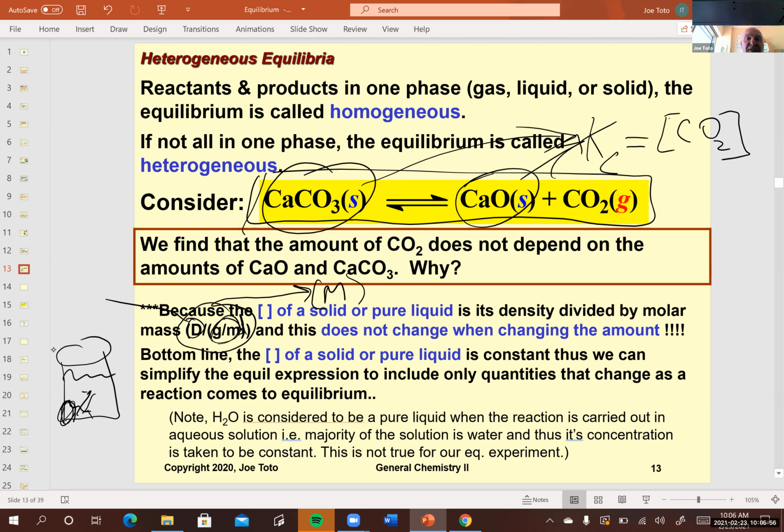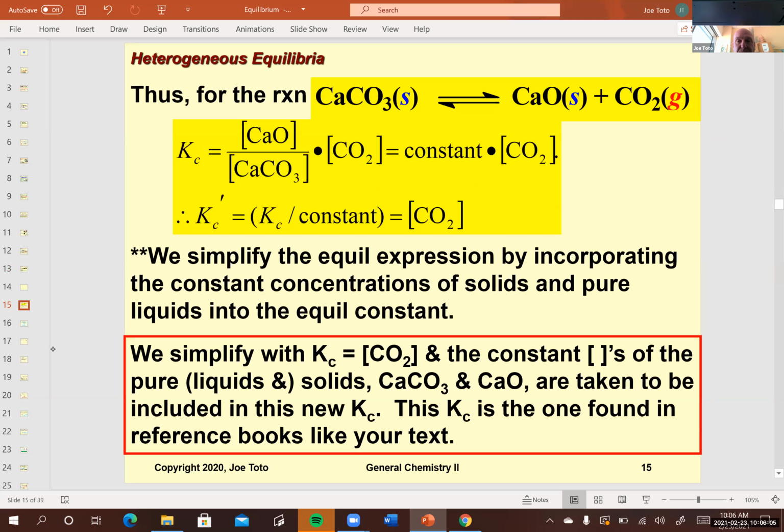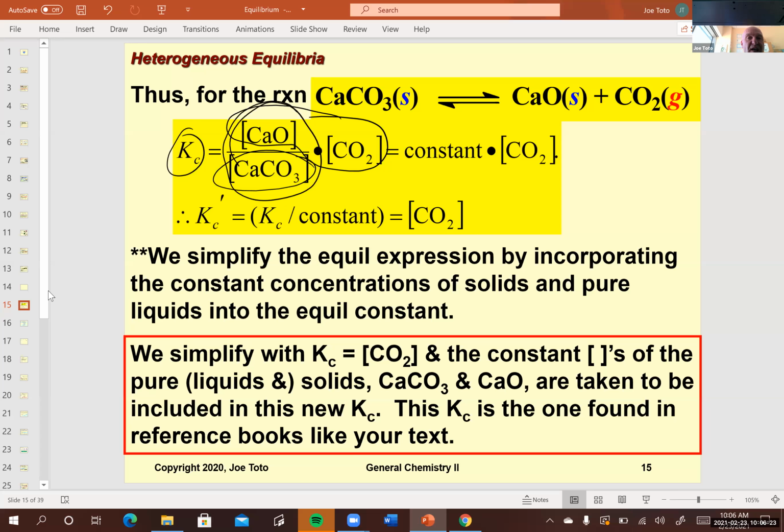So the equilibrium constant for this reaction, Kc, is just the concentration of CO2, just like it's depicted in this slide. Here's the old equilibrium constant, concentration of the products over the reactants, but a product and a reactant are both solids. This is constant. So it's put in here. And this is what you find in the textbooks or online reference values.